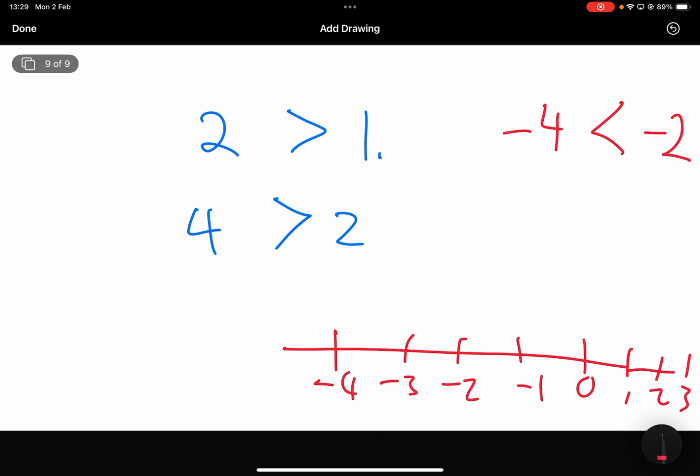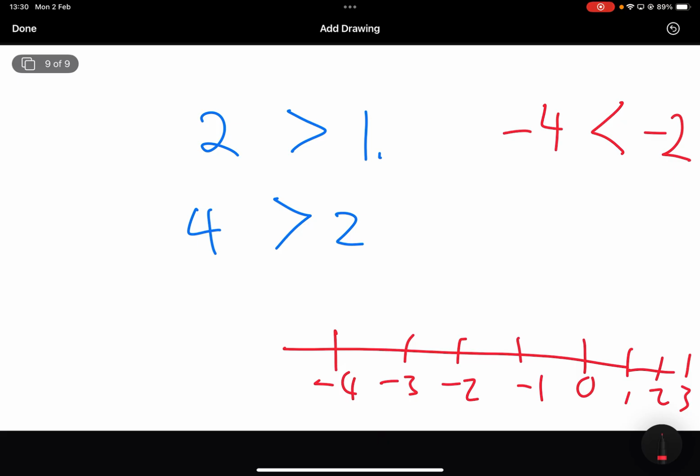So when I multiply by a positive number, positive 2, the sign doesn't change. But when I multiply by negative 2, a negative number, the sign changes. Okay? This will stand true for any number that I multiply or divide. When I multiply by a negative number, the sign will change.